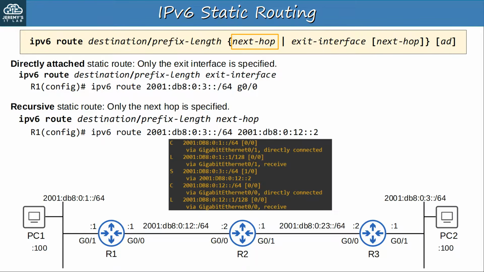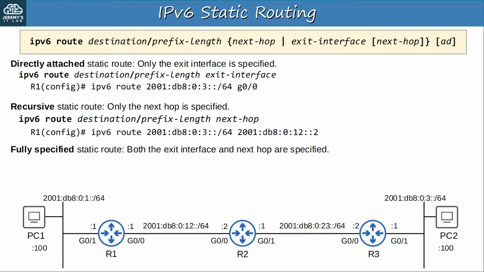Let me demonstrate. Here's R1's routing table after configuring that route. If it receives a packet destined for PC2's address, the only match is that route we just configured. It says the next hop is 2001:DB8:12::2. So R1 has to look up that address now. It finds this matching entry, so it knows that it should send the packet out of the G0/0 interface. That's a recursive lookup.